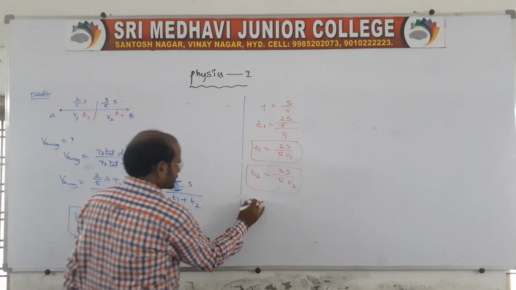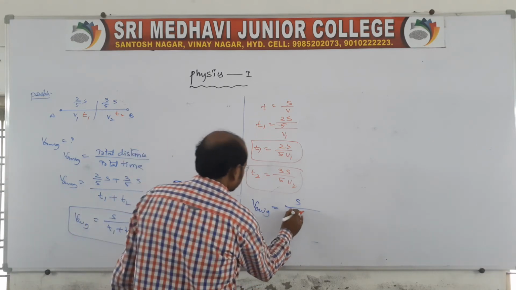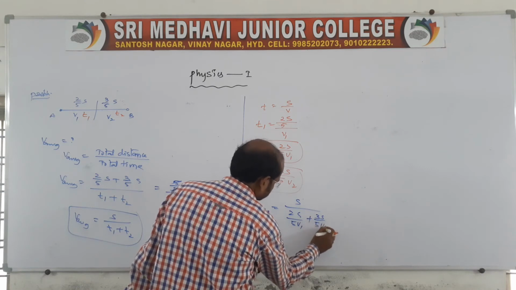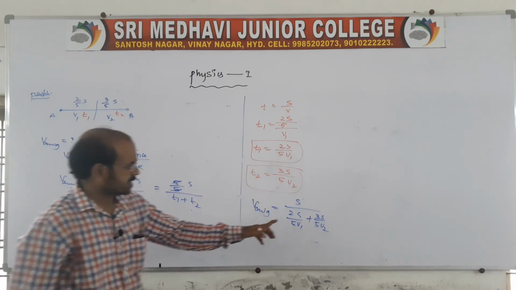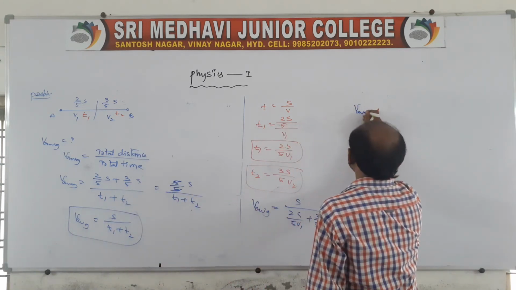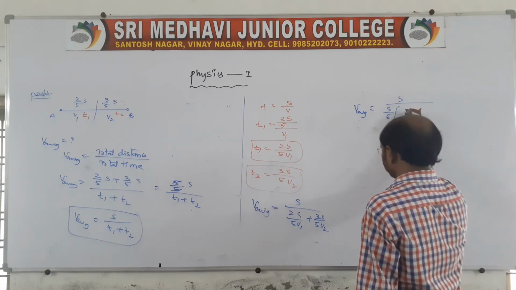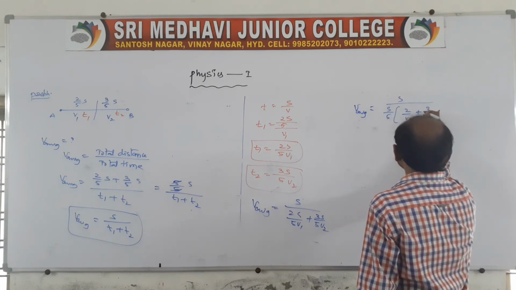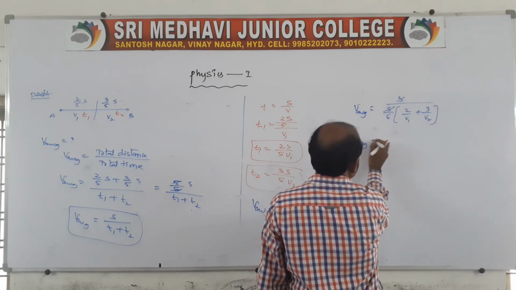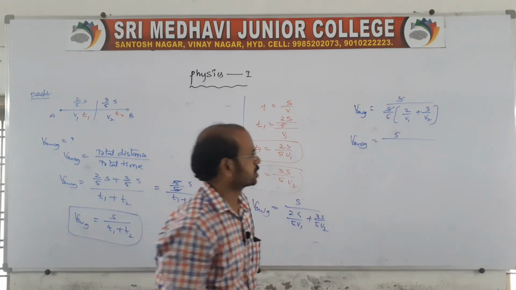Therefore average speed is equal to s by t1, and t1 will be 2s by 5v1 plus 3s by 5v2. Again in this you take s by 5 common. So the average speed is equal to s by 5 times 2 by v1 plus 3 by v2. So s is cancelled. Then the average speed is equal to 5 will come from the denominator to the numerator.